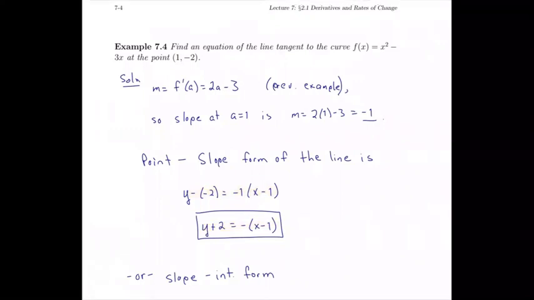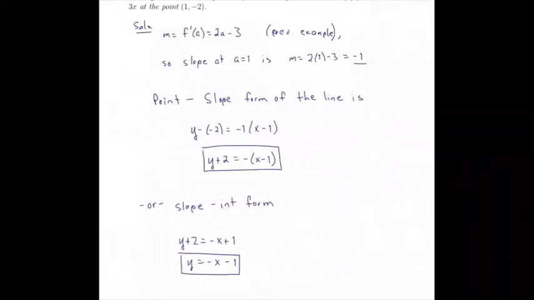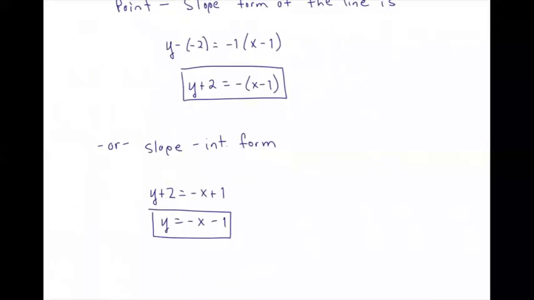They might want your answer in slope intercept form. Remember, that's easy to get to. You just have to distribute this factor of -1 across this term and subtract 2 from both sides and simplify. In that case, you should arrive at y equals -x minus 1. So there's slope intercept form. Remember, this one's called slope intercept form because this is the slope of the line, -1, and this is the y-intercept of the line, also -1.